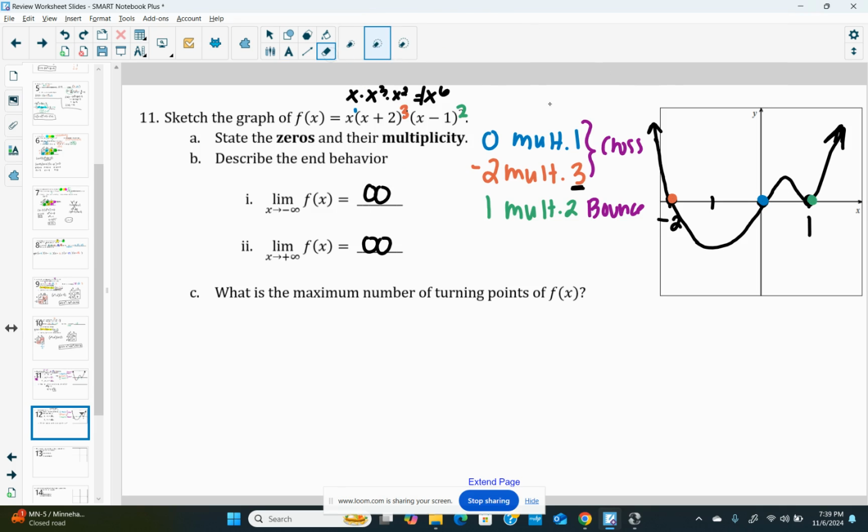And if you want to be more accurate, which I don't care, but if you want to be more accurate, since this is a 3 multiplicity, it's really going to come through and level out. Okay, so it's going to do one of these going through. So if you want to make it look a little bit more accurate, you could. I don't personally care, but you might. And then what's the maximum number of turning points? So 6 minus 1, which is 5 maximum turning points.